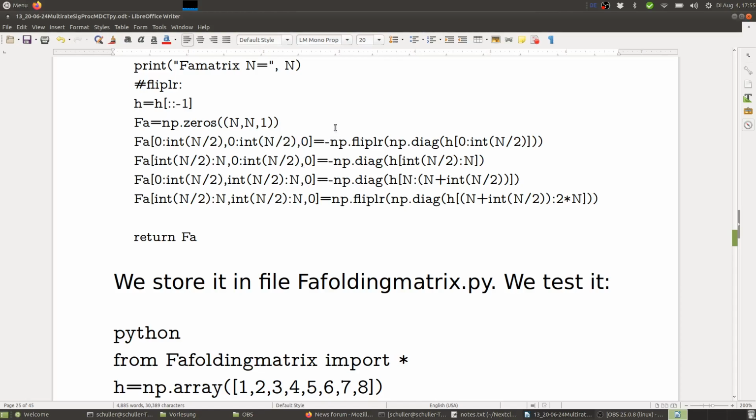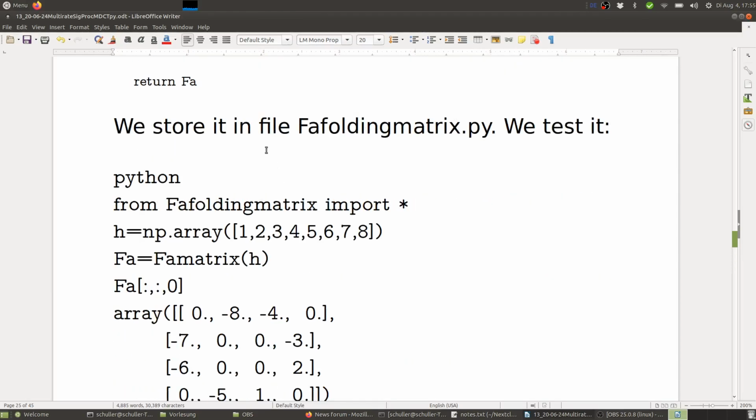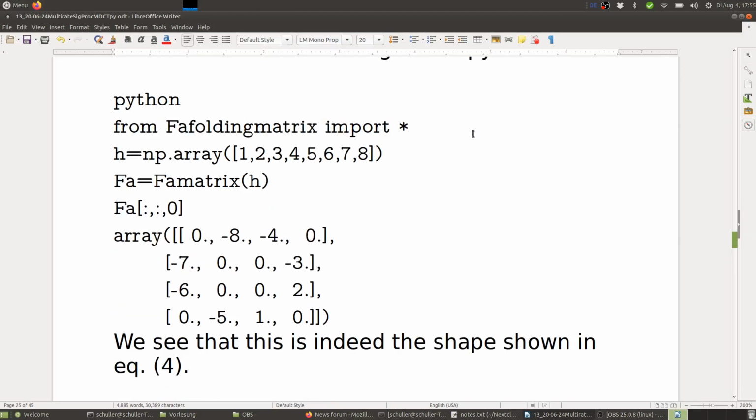And then we simply assign those four quadrants of this matrix. So here you can see this is the first quadrant. This is the second quadrant here. This is the, let's see, third quadrant, and this is the fourth quadrant. Right, and we store it in the file FA folding matrix py, and then we can test it. So let me try that.